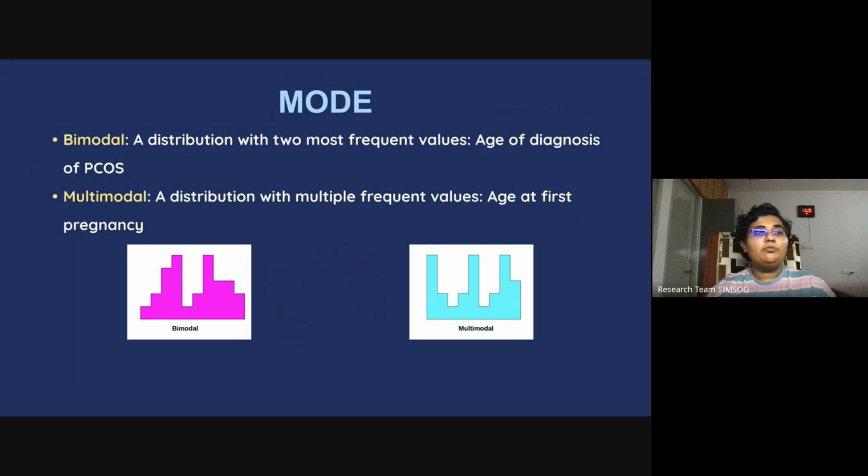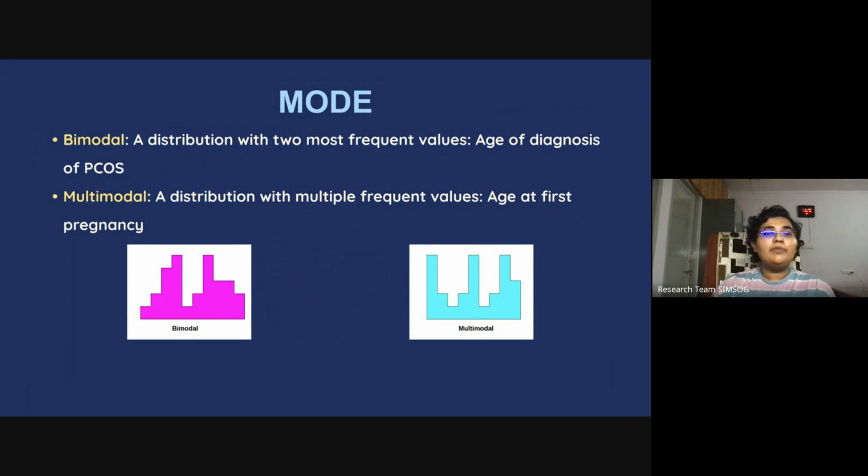Then data could be bimodal, and that means a distribution will have two most frequent values. For example, if I plot the age of diagnosis of PCOS in various patients, I would get two peaks in this data. One peak I would get in the teenage years, because that is when girls who have PCOS get menstrual irregularities, and because of that they get diagnosed. And another peak I would get in the late 20s or early 30s, because that is when women with PCOS who suffer from infertility tend to get diagnosed. So that would be a bimodal distribution, right?